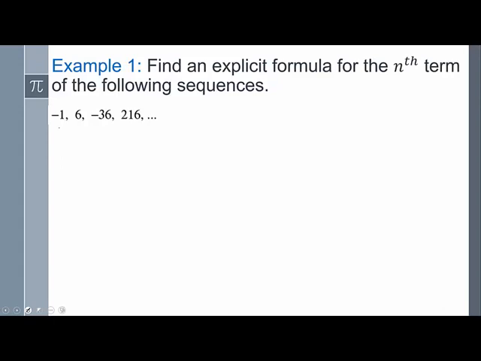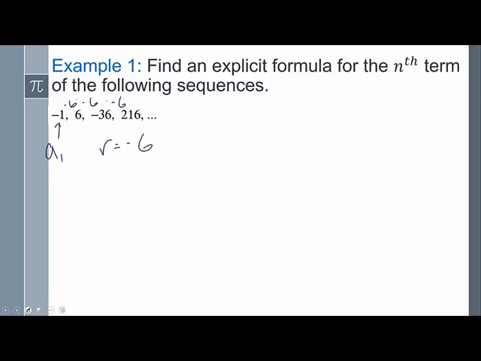So my first term is -1, or I could say a or a sub 1, doesn't matter, but that's my first term. Now I need to figure out what's being multiplied by every single term here. And so everything is being multiplied by -6. -1 times -6 is +6. +6 times -6 is -36. -36 times -6 is +216. So my r is going to be -6.